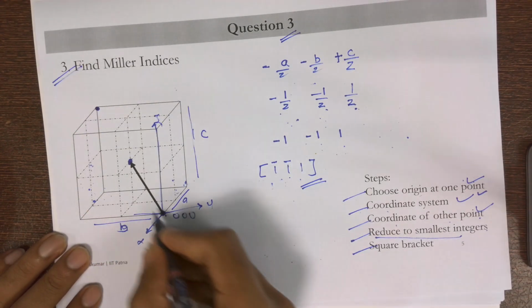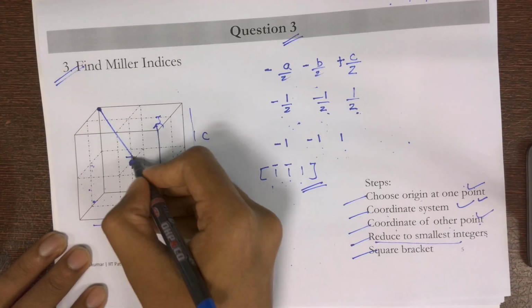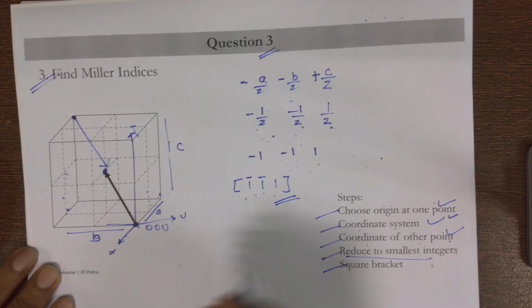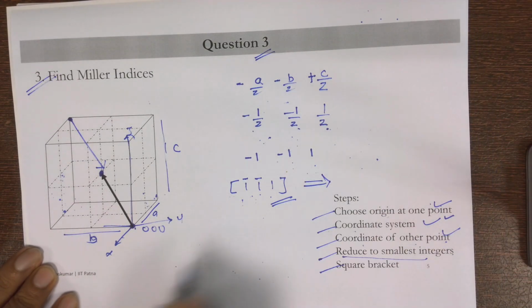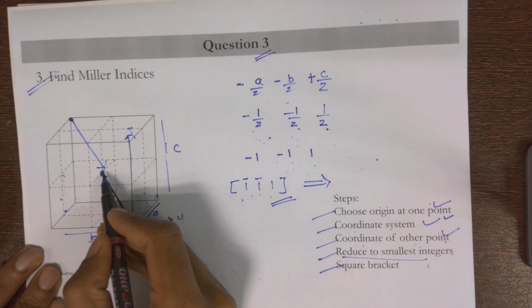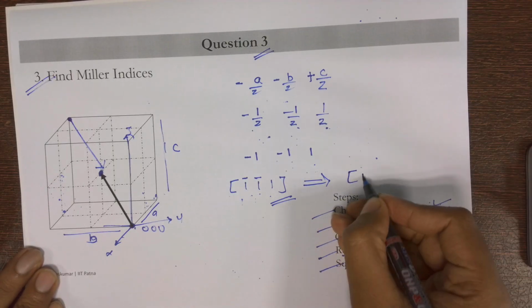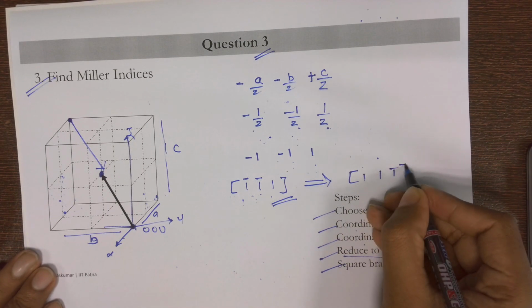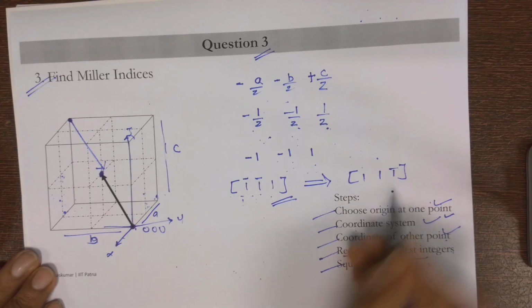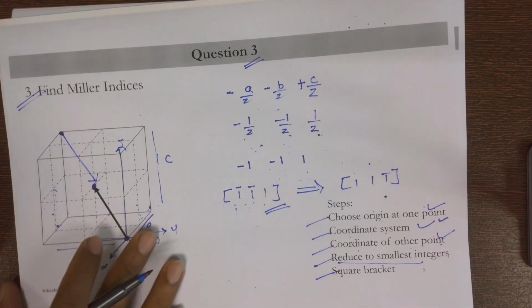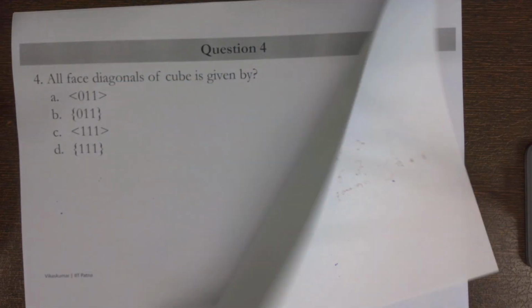If the direction instead of this, if the direction would be this, then we can easily guess this direction is opposite of this particular direction. So it will be 1, 1, and 1 bar. Just opposite of this. Right. Great. Okay, let's go ahead. Let's try to solve the next question. Question number 4.